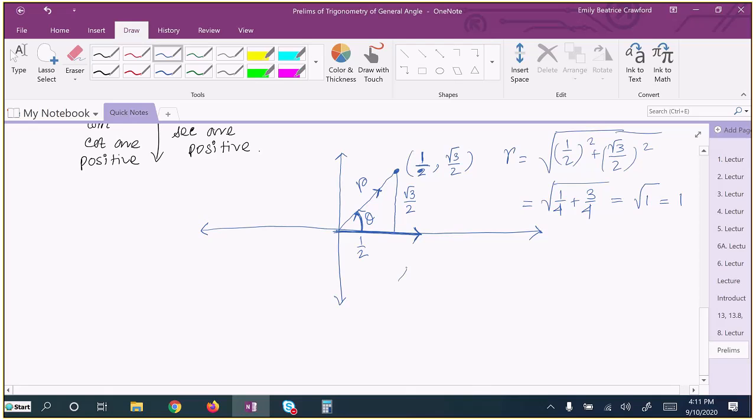So if you find sine theta, then that is going to be the opposite side, square root of 3 over 2 over 1, which is itself square root of 3 over 2. Similarly, cosine theta is just going to be 1/2 because I'm dividing by 1. The tangent theta value is going to be square root of 3 over 2 over 1/2, which when you cancel the two 2's, you get square root of 3, and so on.